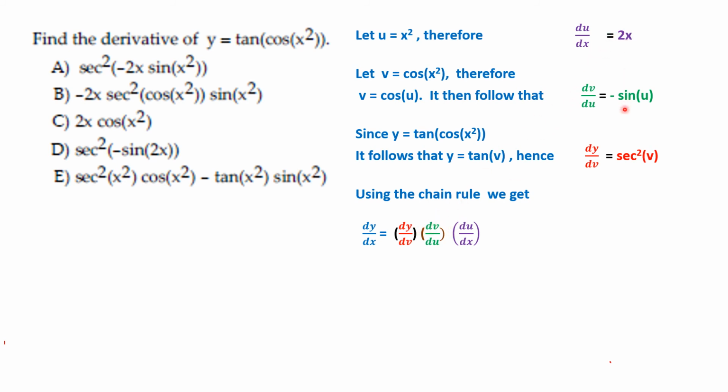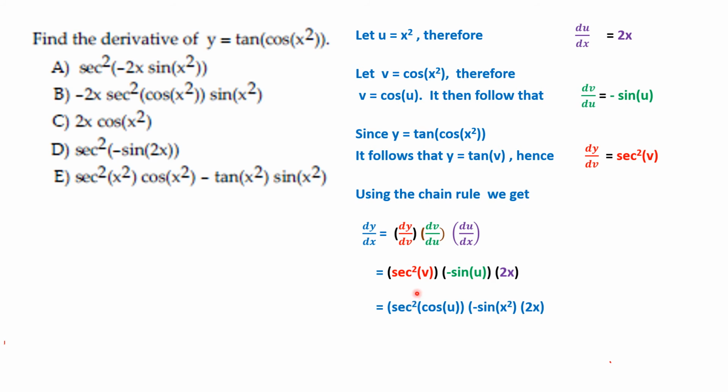If we do so, we're going to get, to start with, dy by dv is equal to sec squared v, which is right here. dv by du is equal to negative sine u, which is right there, and du by dx is equal to 2x, which is right there. Now we will go ahead and gradually do the substitution.